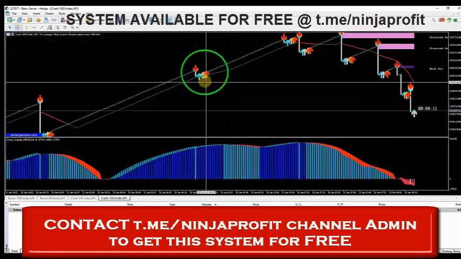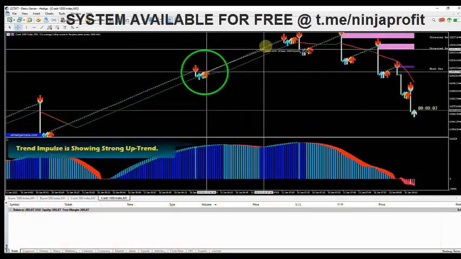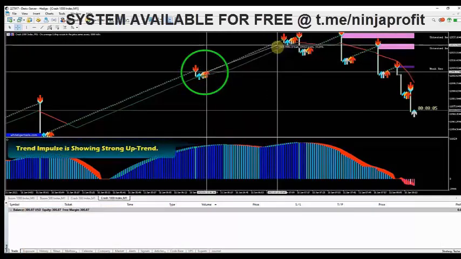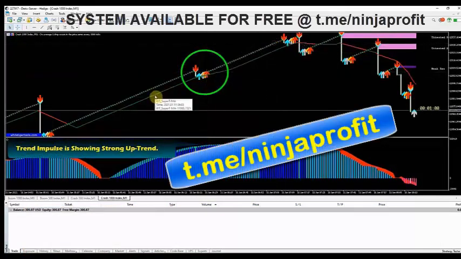Here is another very accurate buy signal to consider. The trend impulse is showing a strong uptrend, the colored moving average is green, meaning the trend is going up. When you see such a setup, don't hesitate to take a buy trade.